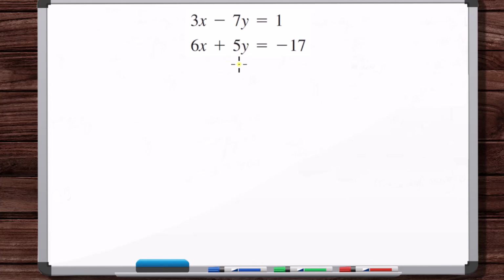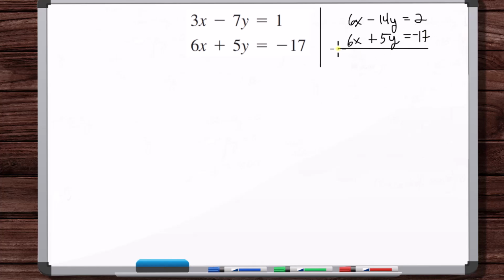Okay, so let's do the addition method here. Why not? Since there are no coefficients of just 1 on a variable. So let's multiply the first equation by 2. Okay, and then we don't need to do anything to the second equation. Because we have a 6x here, plus 5y is equal to minus 17.